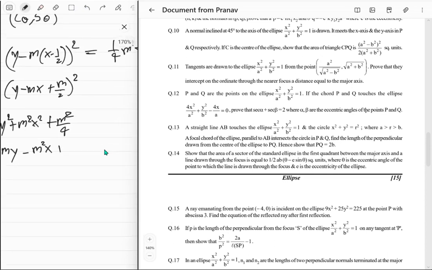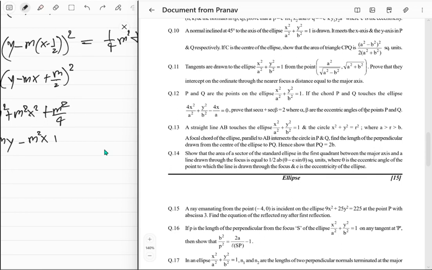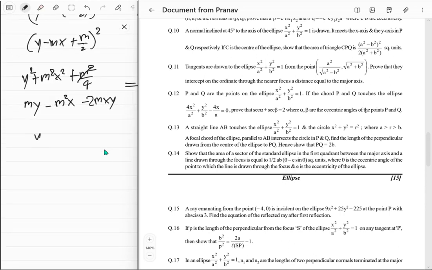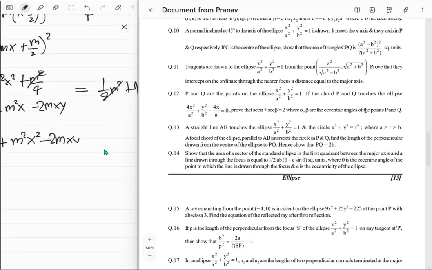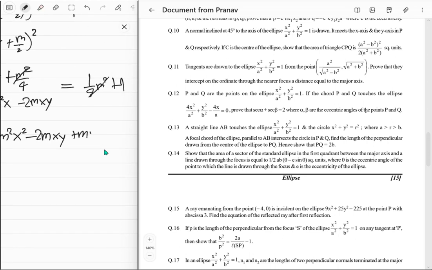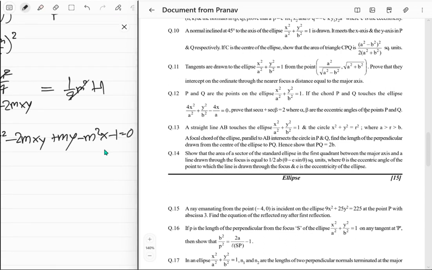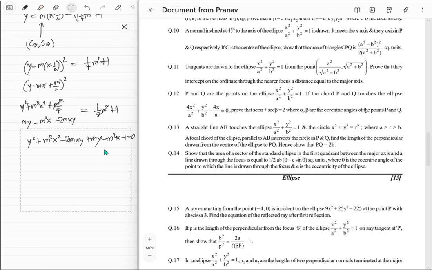So you got this thing and it's supposed to be like minus 2mxy. So 1/4 of m squared plus 1, this cancels. Okay. So y squared plus m squared x squared minus 2mxy plus my minus m squared x minus 1 equals 0, whatever. That's the equation, right? That both of these must follow, right? So any point that lies on any tangent to this thing, that must follow, right? For the tangent slope is m.